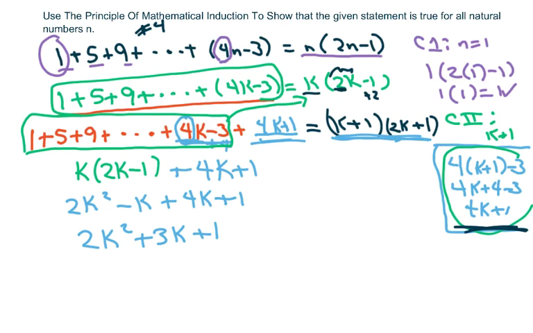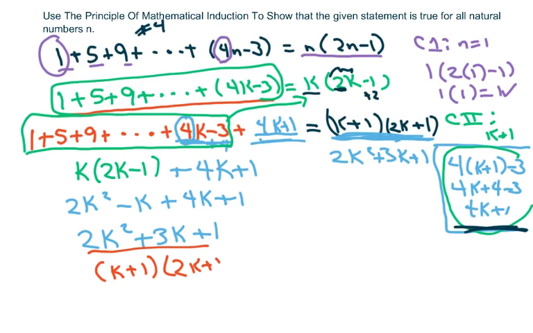Now it should equal this. Like I said, you could have FOILed this out. If you FOIL this side out, you're going to get 2k squared plus 3k plus 1. And basically, then you can match it up that way and be done. Or you could just factor the left side and make it look like the right side, and make sure you did it right. A lot of times, since you already know what it looks like, it makes factoring easier.